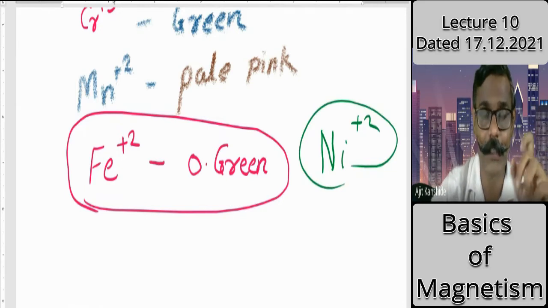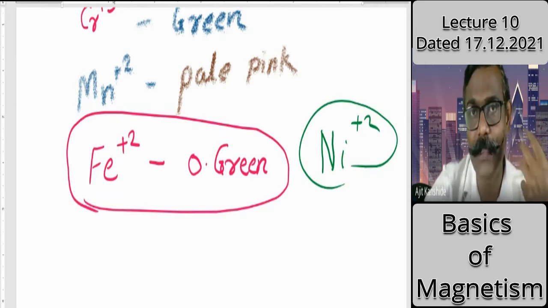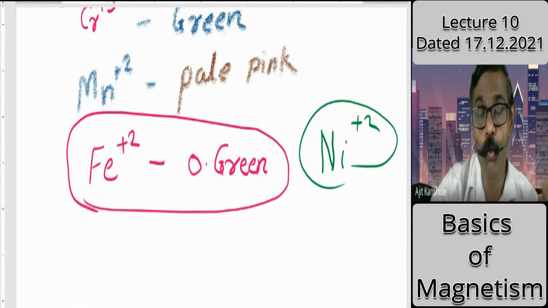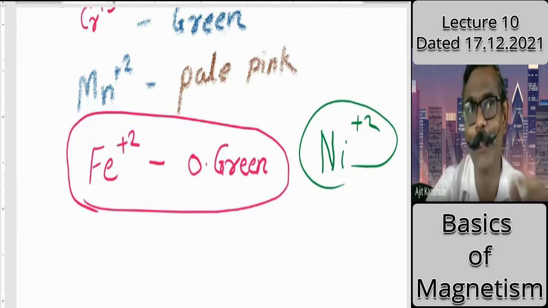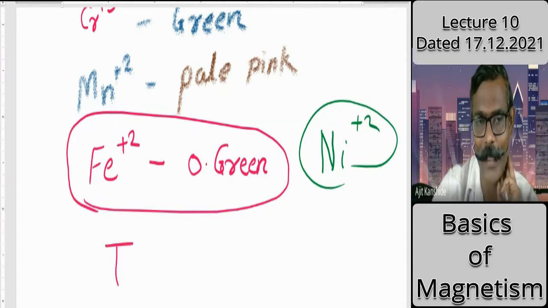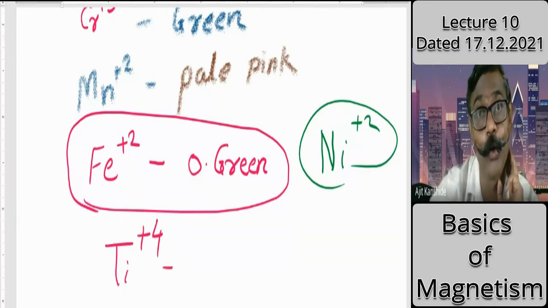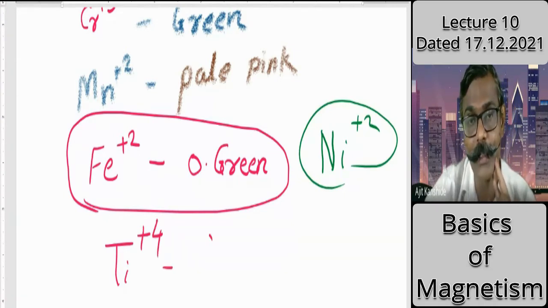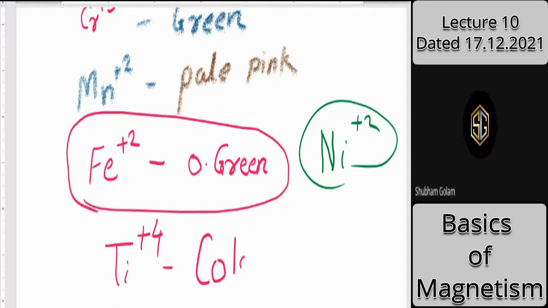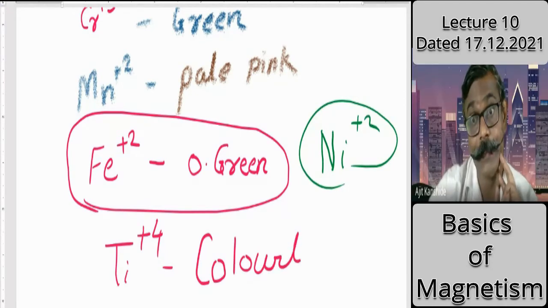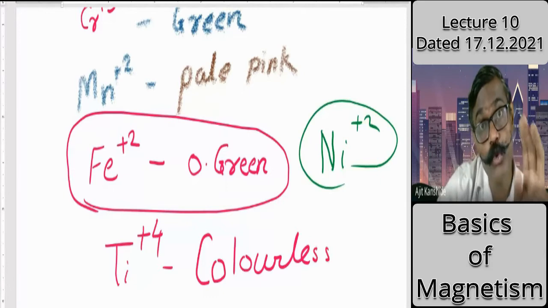Now, last question. Yesterday I committed a mistake while telling the color. What was that metal ion and what was its color? Titanium plus 4. Very good. Titanium plus 4, I was saying it is blue or yellow. In true sense, what's the color? Colorless. Yes.